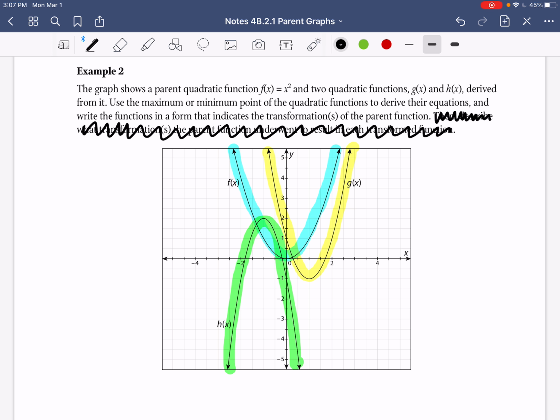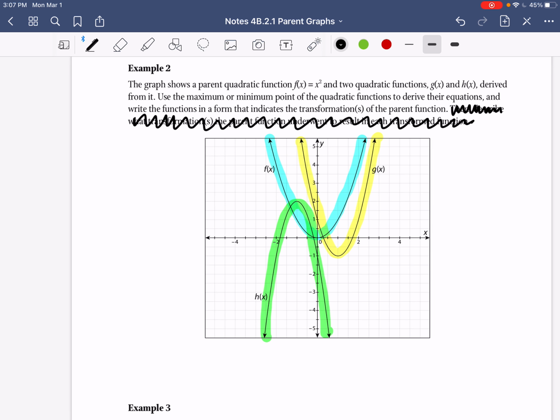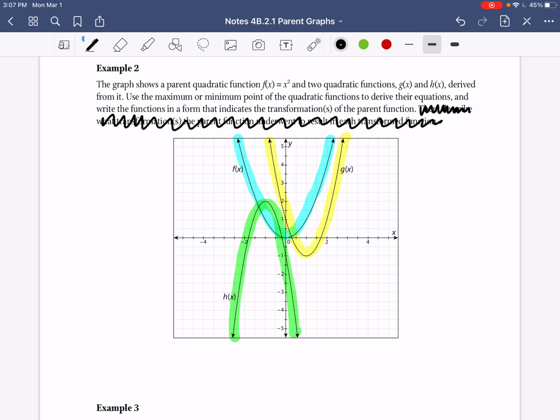Okay, so we're going to write the equation. We'll do g of x first. What you want to do is identify 2 points. You need to know what the vertex is, and then you just need one other point. I'm going to use this point right here because it has a 0 in it. Notice that from the vertex you go right 1, down 1. So the vertex is at 1, negative 1. And this point over here is at the point 0, 1, because we didn't go up or down at all, and then we went right 1. So we're trying to do g of x right now.